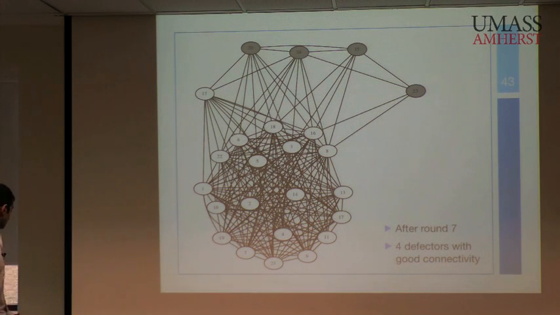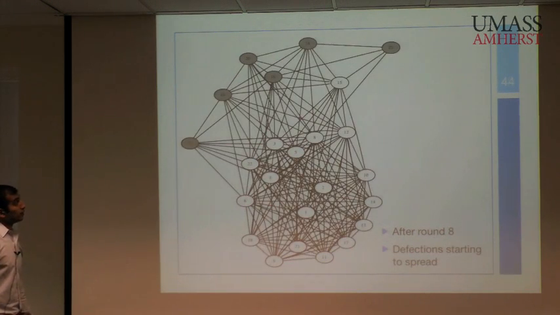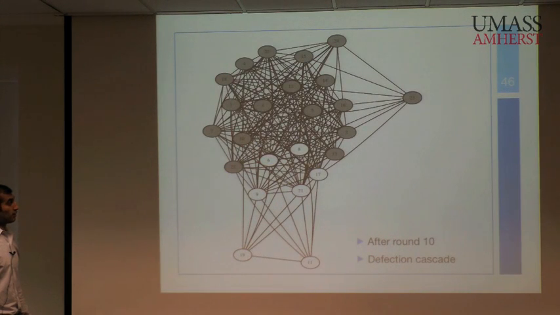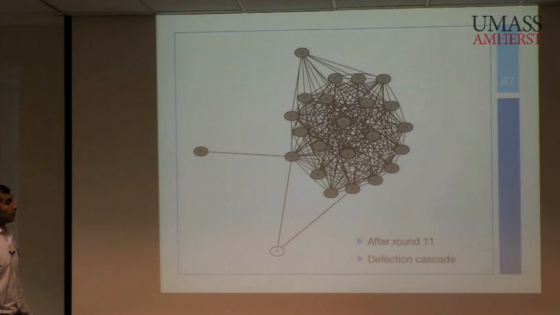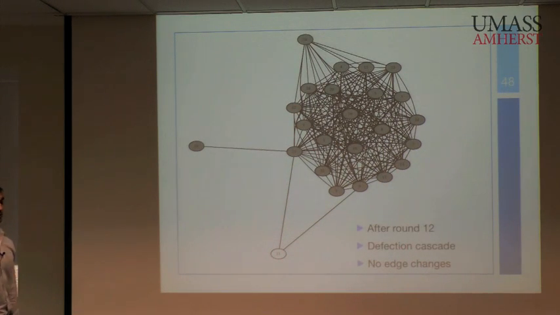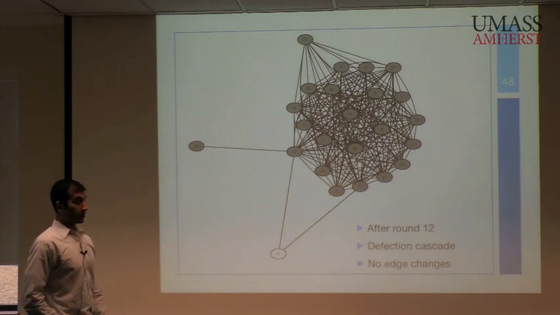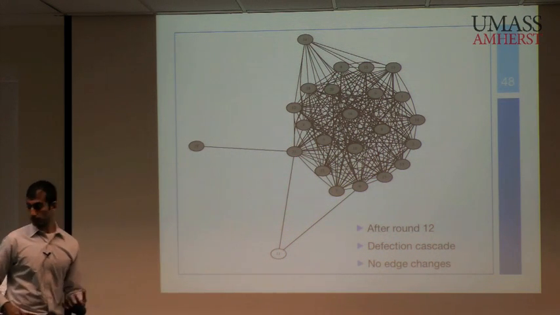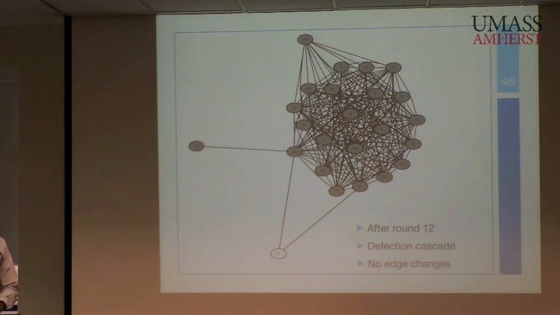So now observe what happens. A few more defectors, a few more defectors, defecting, spreading. The Jensen phenomenon has reared its ugly head. So there was a cascade of defectors. Okay? So that's the precipitous fall that you guys saw in that plot, right?